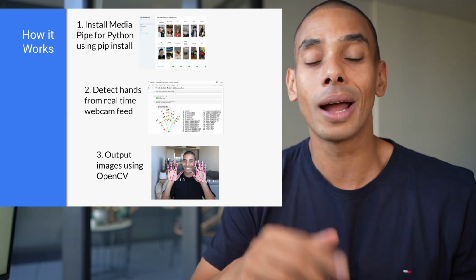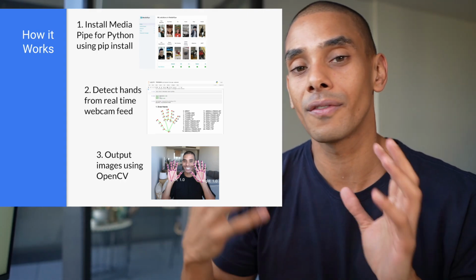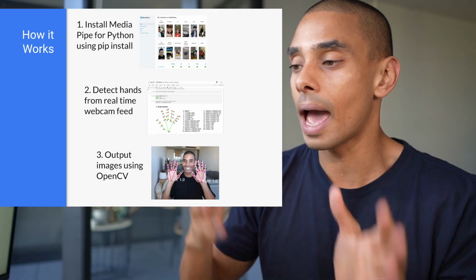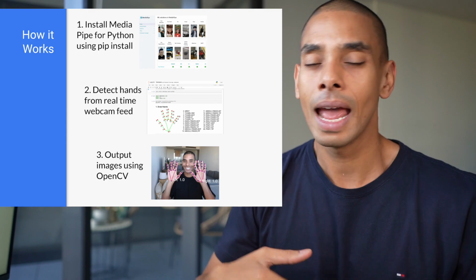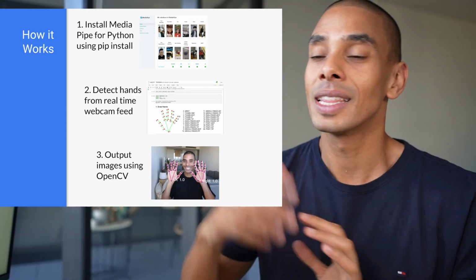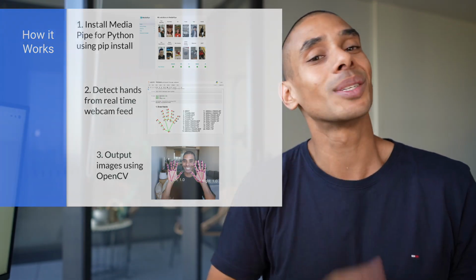Now this is part one. There's going to be a part two to this series where we'll do a little bit more sophisticated detections with our particular model. We'll determine which hand is left and which hand is right, and maybe we'll do some additional stuff. But this is part one. We're going to keep it pretty simple. Ready to do it? Let's get to it.